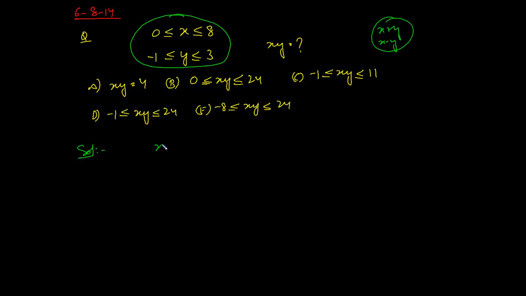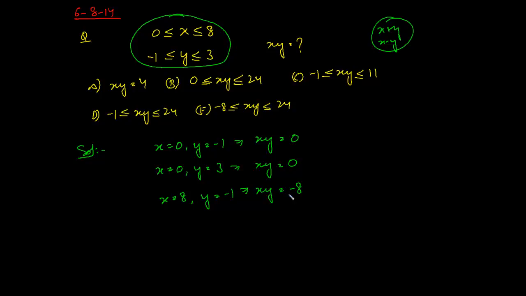For example, here we can have x equals 0 and y equals -1, so it tells me x into y has to be 0. But at the same time we can have x equals 0 and y equals 3, so even this tells us that x into y should be 0. Now we use the extreme values for x and the minimum and maximum possible values of y. So we can have x equals 8, y equals -1, so x into y becomes -8. And we can also have x equals 8 and y equals 3, so x into y becomes 24.